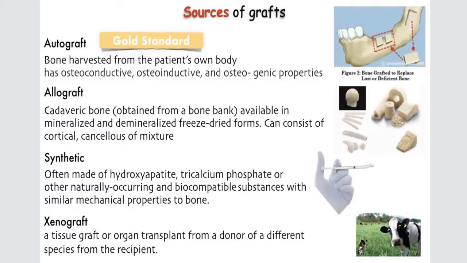So what do we use for grafts? Well, I like autogenous. It's the best. There's no doubt about it. But I'm not going to start plucking out pieces of bone from the ramus just to do a socket preservation. So often we'll use things like allograft, like cadaveric bone.